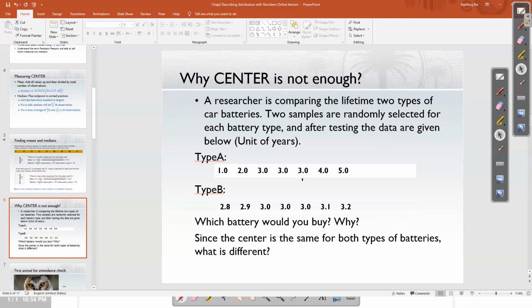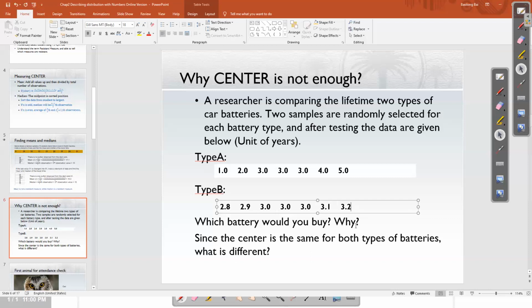So if a researcher is comparing the lifetime of two types of car batteries, the two samples are randomly selected for each battery type. We have 7 batteries tested for each type, and their data are given below. These are made-up data, just for illustration purposes. For the type A battery, the lifetimes of the 7 batteries are 1, 2, 3, 3, 3, 4, and 5. For type B battery, it is 2.8, 2.9, 3.0, 3.0, 3.0, 3.1, 3.2, right? So which battery would you buy and why?